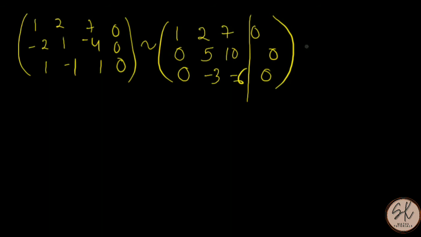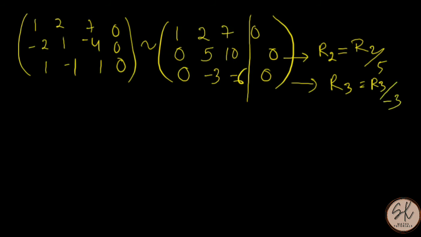Now what we can do is write r2 as r2 by 2, and r3 as r3 by minus 3. So see what we'll get after that. This is 1 2 7 0, this is 0 1 2 0, and this is also 0 1 2 0.